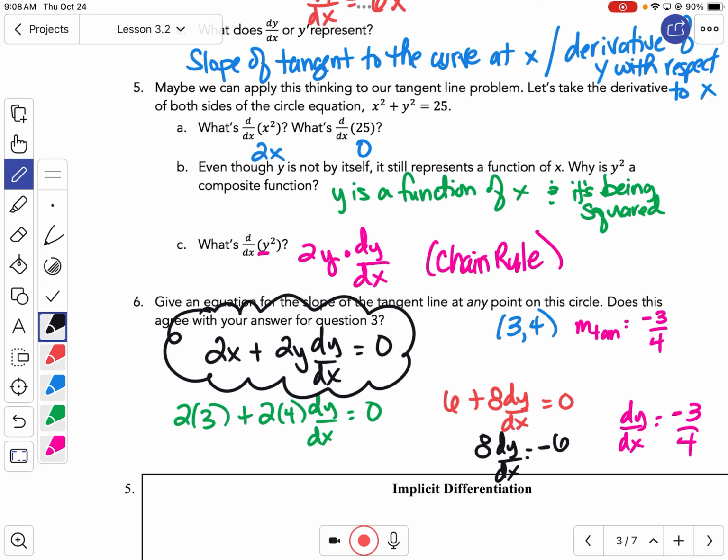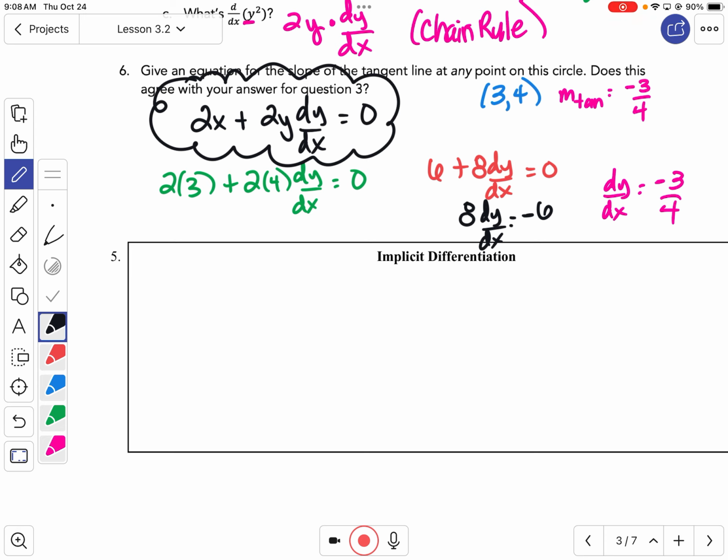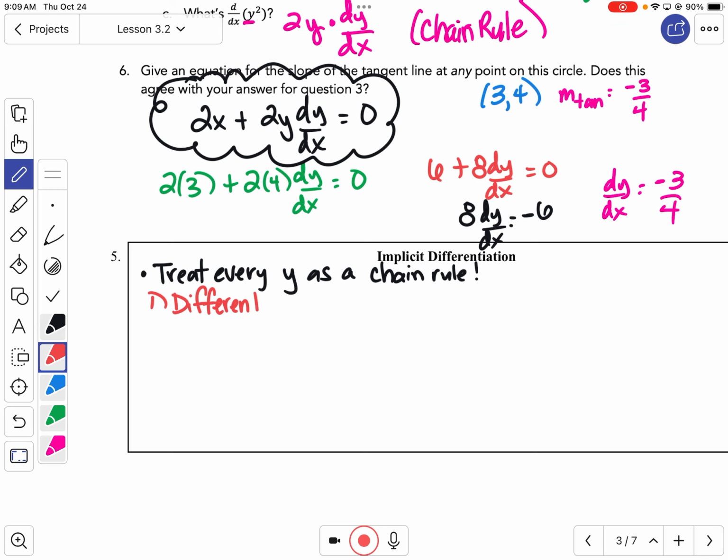And so let's put it all together into some logical procedures that I think are going to help. When we want to do implicit differentiation, we treat every y as a chain rule. That's the number one thing. We're going to treat every y as a chain rule, which means we're going to multiply every y derivative by the derivative of y, which sounds weird and redundant. So this is what I tell people to do stepwise. Let's differentiate with respect to x, everything, both sides of the equation.